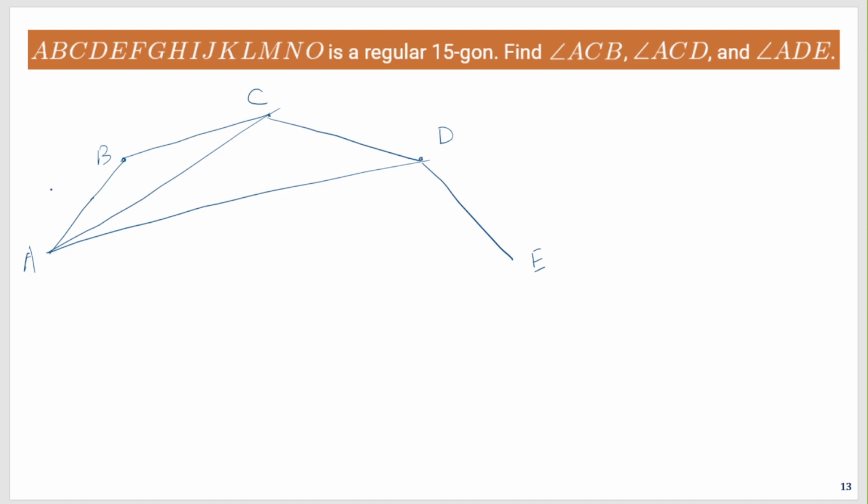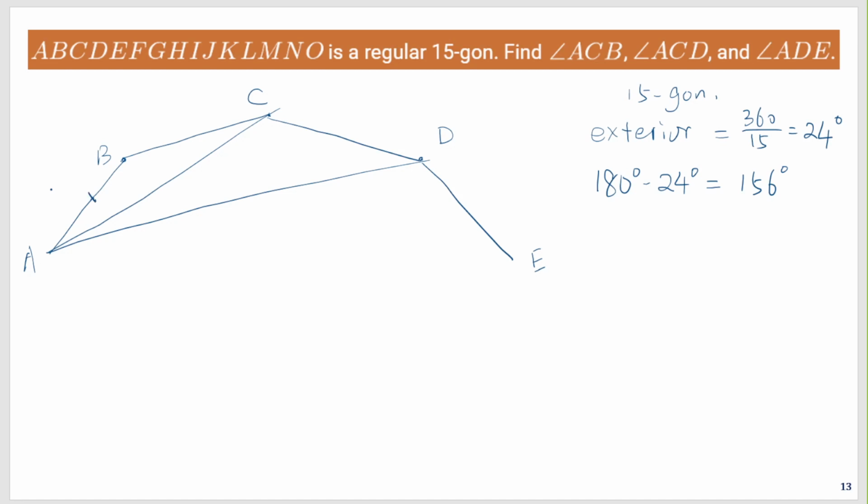and since the polygon is a regular 15-gon, then each exterior angle is 360 over 15, which is 24 degrees, right? And each interior angle is 180 degrees minus 24 degrees, which is 156 degrees.